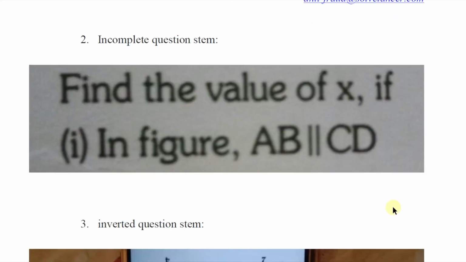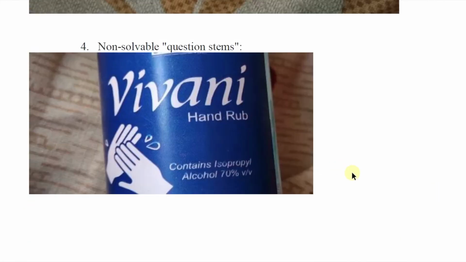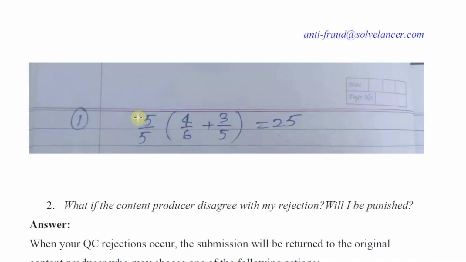Next, if there is an incomplete question, for example here it is incomplete because the figure is missing, you have to reject the answer if it is produced by the producer, and you have to write the exact reason. Similarly, if there is an inverted question stem, you have to reject those answers, saying that the user has to skip this as an incomplete question. Similarly, this is an incomplete question and an inverted question as well. You have to reject those answers. This is a non-solvable question. You have to reject.